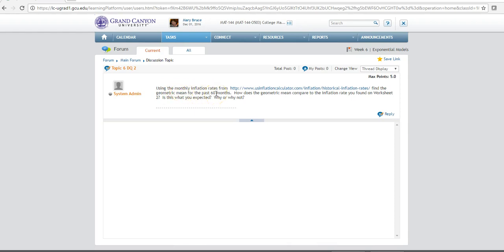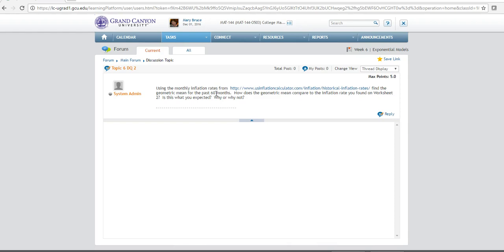Understand that geometric mean is not the same as the arithmetic mean. And the arithmetic mean is what you're used to as just finding the normal average. So if it had asked us to find the arithmetic mean, then you would have just added up the rates from the past 60 months and would have divided by 60. But this is a different calculation. So that's the first thing, is to realize that this is not asking for the typical average.